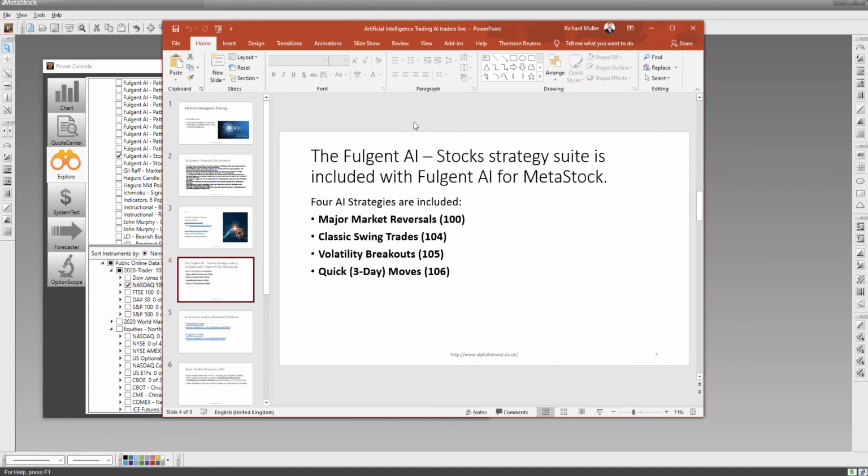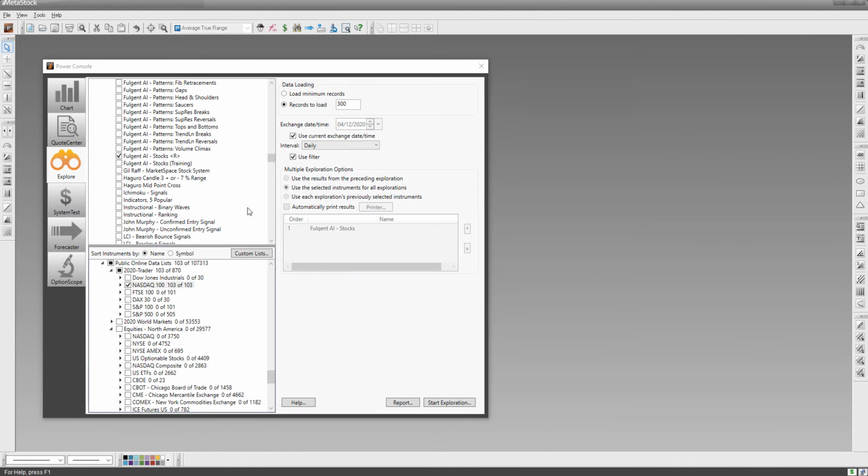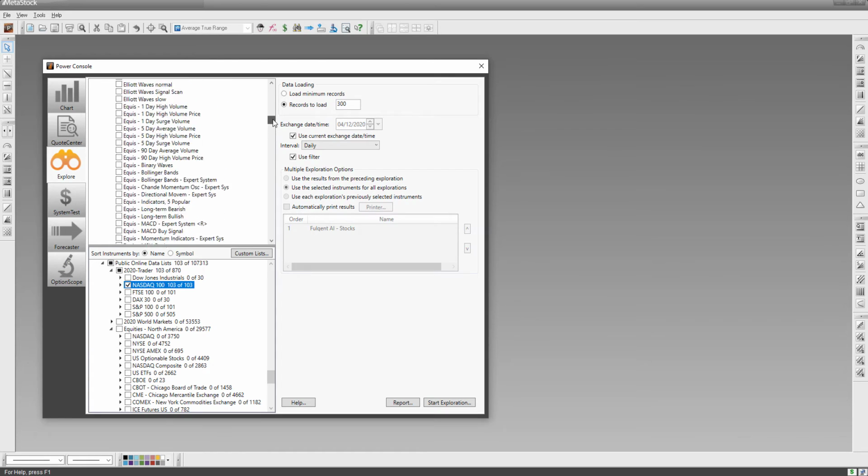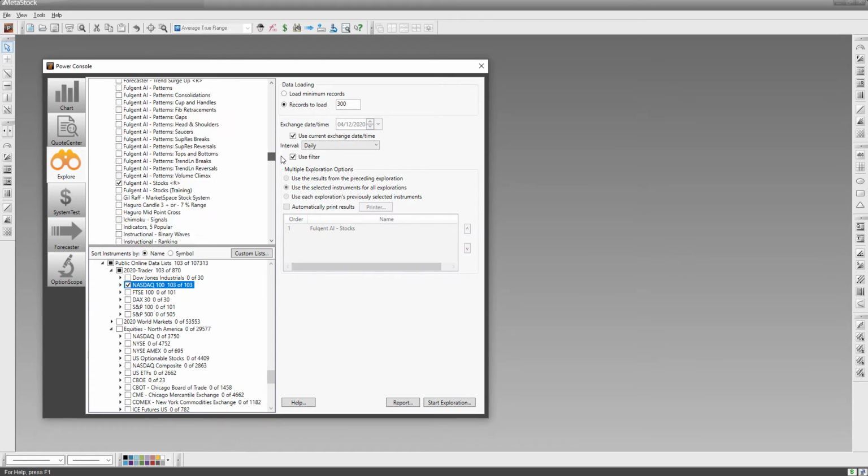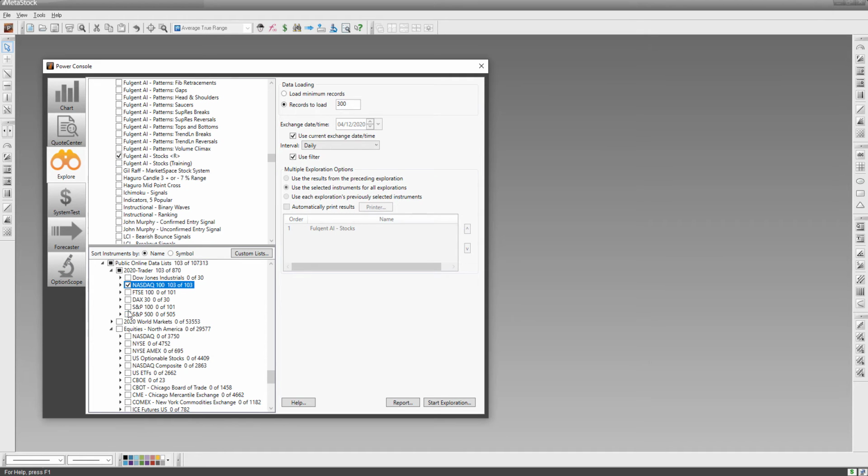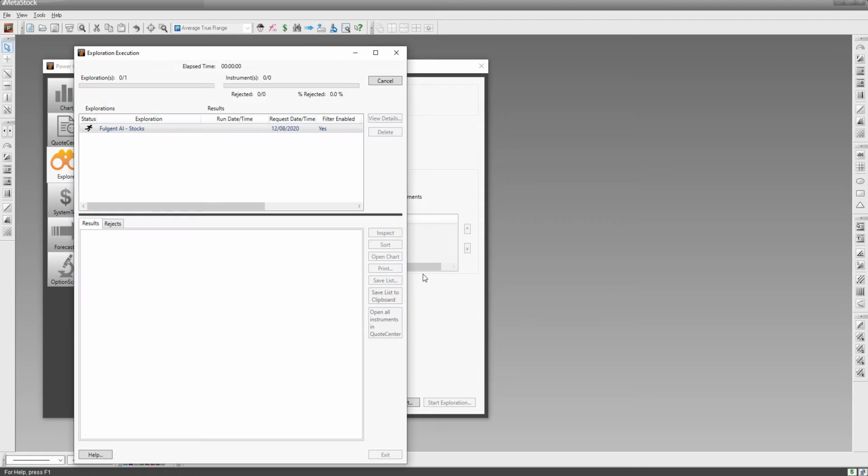So AI Traders Live, we're going to look at the NASDAQ 100 and look for major reversals, classic swing trades, volatility breakouts and quick 3-day moves, all based on artificial intelligence. We're using Metastock Fulgent AI. I have it open here on my platform, and we're going to use the Explorer and tick Fulgent AI. There are hundreds of other technical indicator systems in Metastock, but for this one we're just looking at the artificial intelligence one. I'm going to select the NASDAQ 100, start the exploration, and now we're going to find new trading ideas based on those 4 swing trade settings.